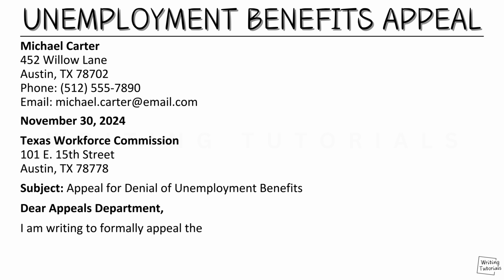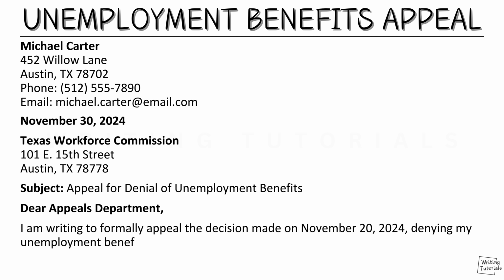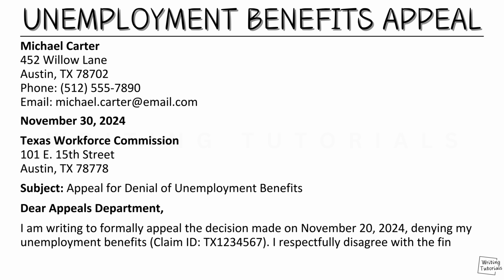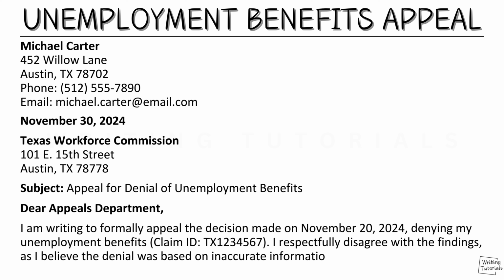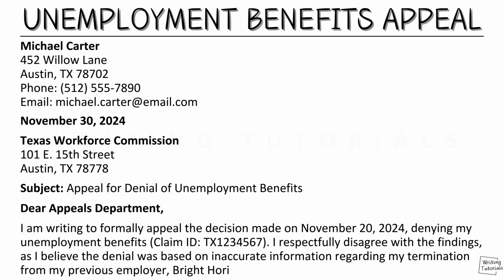The opening paragraph. State the purpose. In the first paragraph, Michael writes, "I am writing to formally appeal the decision made on November 20th, 2024, denying my unemployment benefits. Claim ID: Texas 1234567. I respectfully disagree with the findings, as I believe the denial was based on inaccurate information regarding my termination from my previous employer, Bright Horizons Solutions."